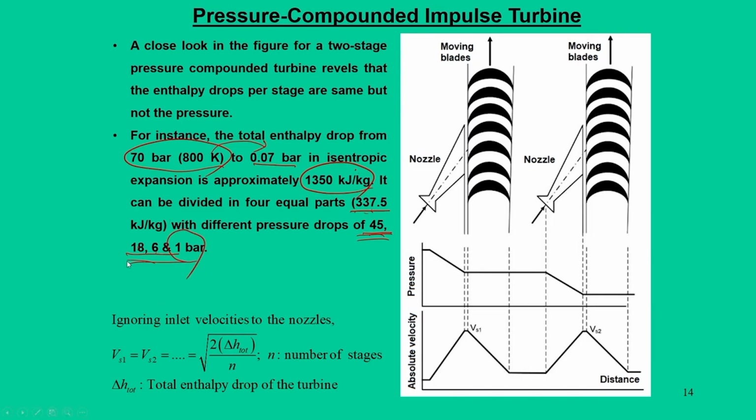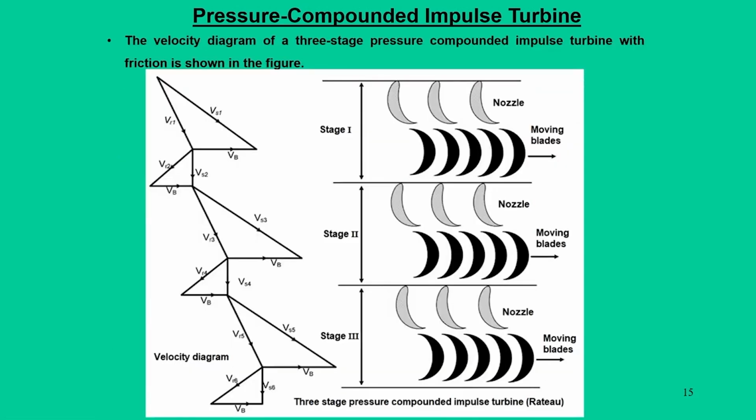In this process, the inlet velocities to the nozzles we can calculate from the simple nozzle equation, as the square root of twice the total enthalpy drop divided by n, where n stands for the number of pressure stages. This gives a clear picture of how staging is done in pressure compounding mode. You see here, for each row of moving blades there is a fixed set of nozzles, and each one we call a stage 1. For stage 2 another set, for stage 3 another set, likewise the pressure compounding is done.